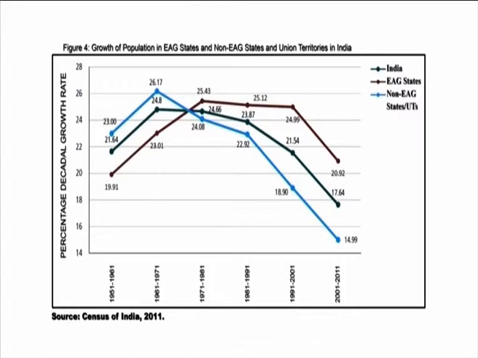During 2001 to 2011, for the first time, the growth momentum for the EAG states has given the signals of slowing down. The growth rate of population fell by about 4 percentage points in EAG states during 2001 to 2011, with a similar reduction in growth of population in non-EAG states and union territories. The growth of population in India as a whole declined by about 3.9 percentage points.